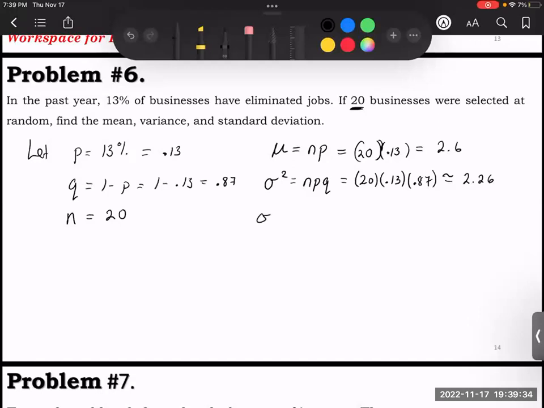And for your standard deviation, it's always the square root of the variance, n times p times q. So you take the square root of 2.26. Take the square root of that, and you're going to get approximately 1.50. So the first one is the mean. The second one is the variance. And the third one is the standard deviation.